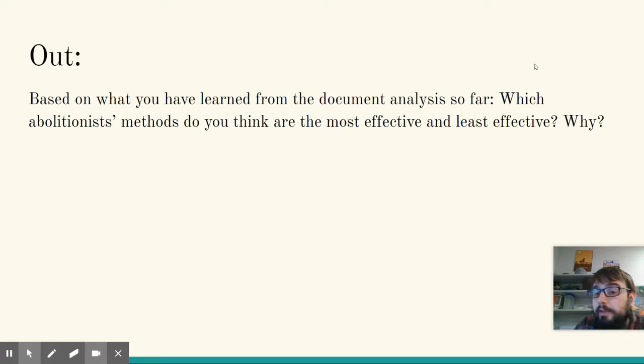Based on what we've learned so far, which abolitionist methods do you think are the most effective and least effective, and why? So which ones do you think actually made a difference, and which ones are you kind of saying stuff that didn't really do anything? Which ones do you think worked best, and which ones didn't really work, and tell me why. No right or wrong here, it's your own opinion.